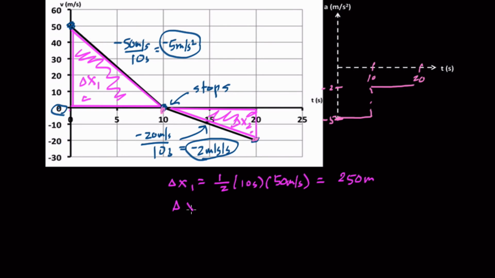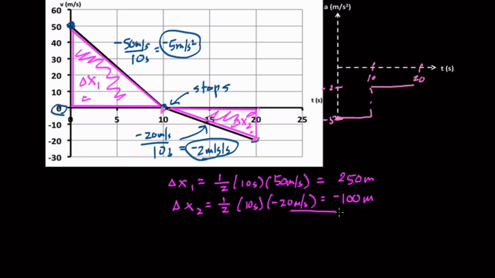The second one is also a triangle, so it's also 1/2 base times height, and it's also 10 seconds across. It goes from 10 to 20, so that's 10 seconds. But the height, it goes from 0 meters per second to -20 meters per second. 1/2 of 10 is 5, and 5 times 20 is -100.